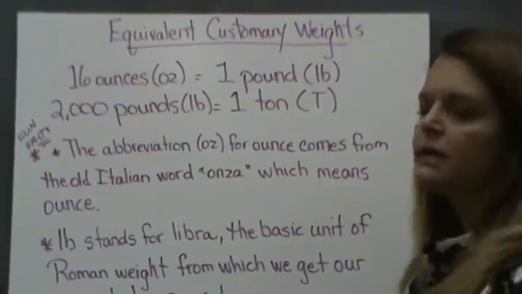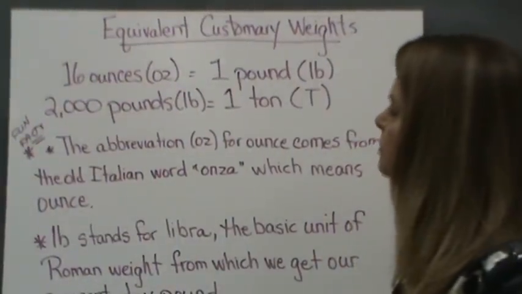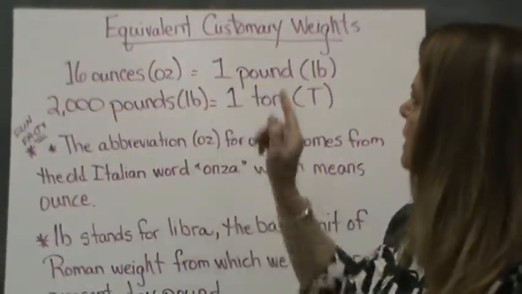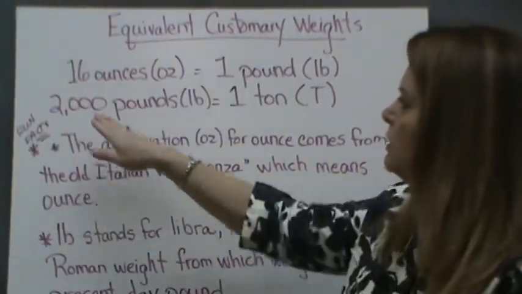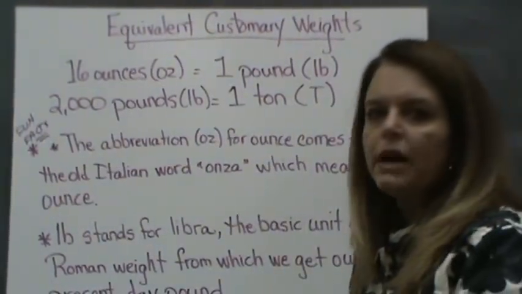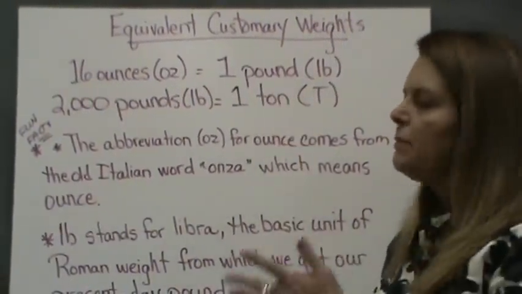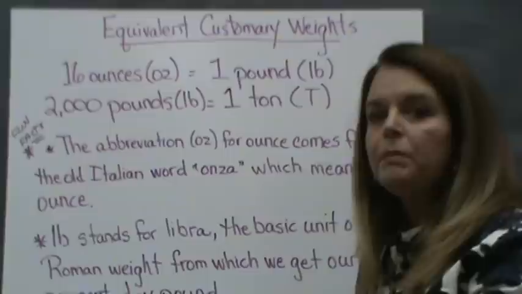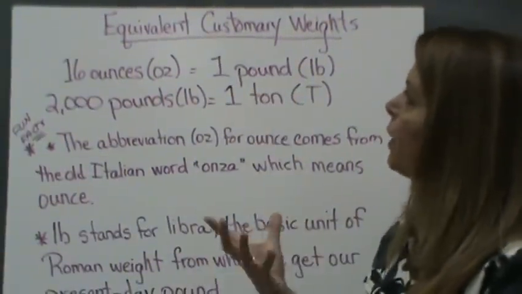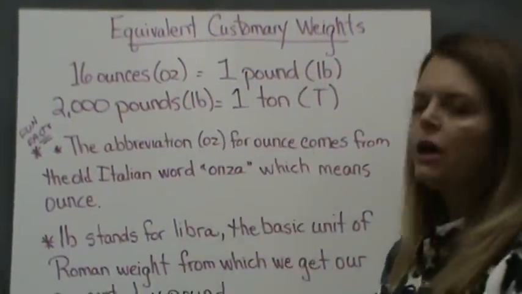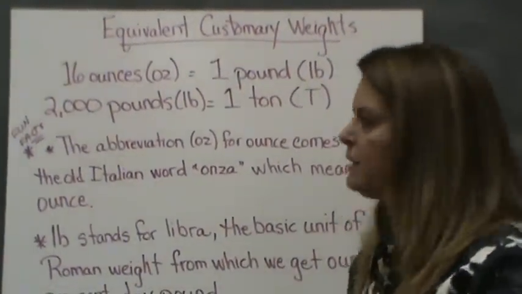Here are some equivalent customary weights that you are going to need to know. 16 ounces is 1 pound. 2,000 pounds is 1 ton. Ounces are the smallest. A pound is about a loaf of bread. If you pick up a loaf of bread, it weighs about a pound. And then a ton, like an elephant would weigh a ton.